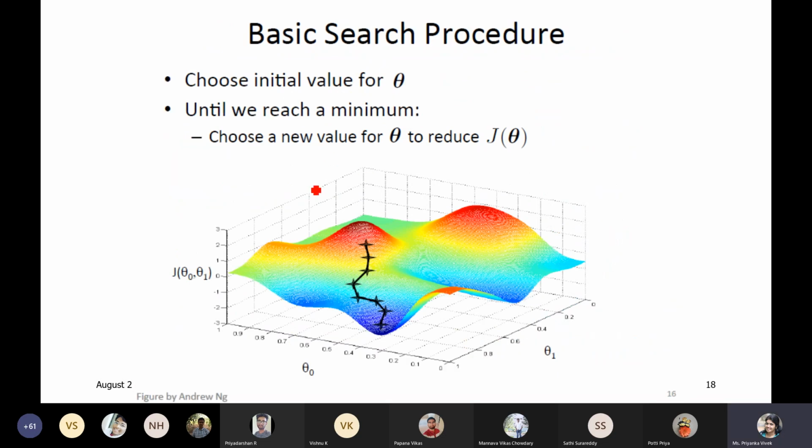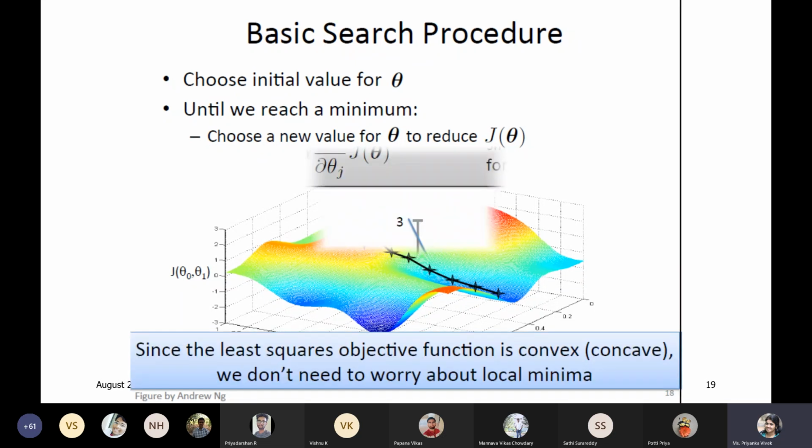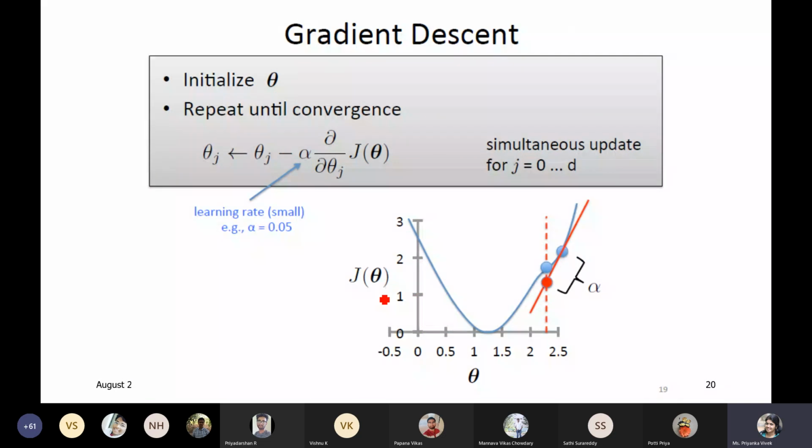So an initial value of theta would be chosen, and then based on a certain procedure, we will come to a value of theta where we get a minimal value of j theta. For that, we have something called the gradient descent approach. This is the actual formula for it. The theta j, that is our weight, is modified as theta j minus alpha into the derivative of j theta.